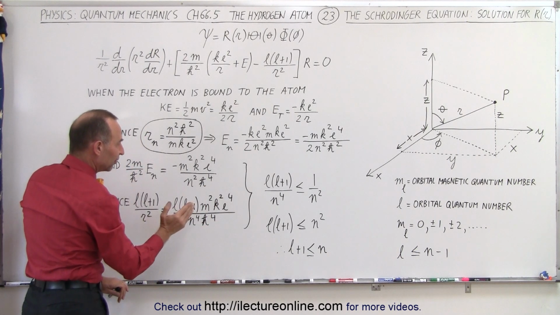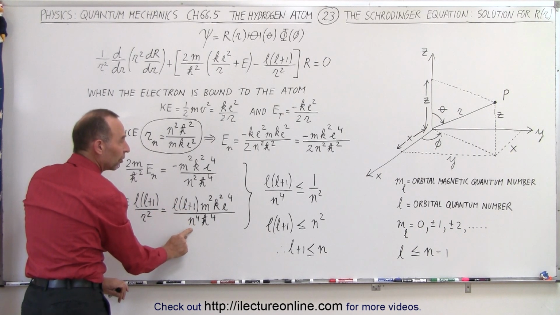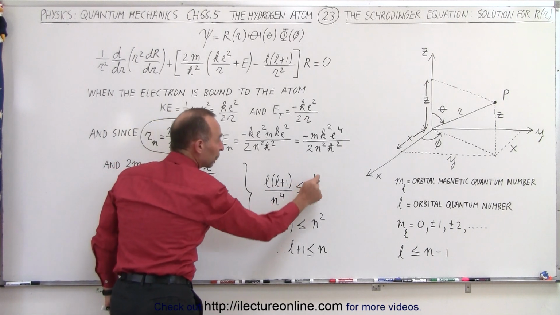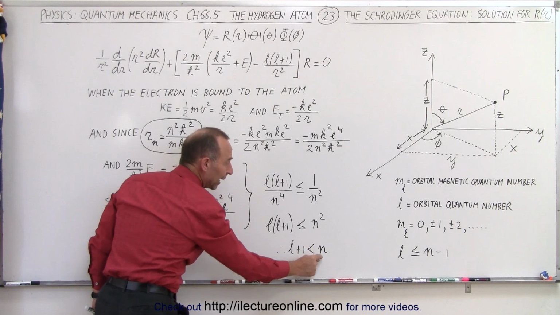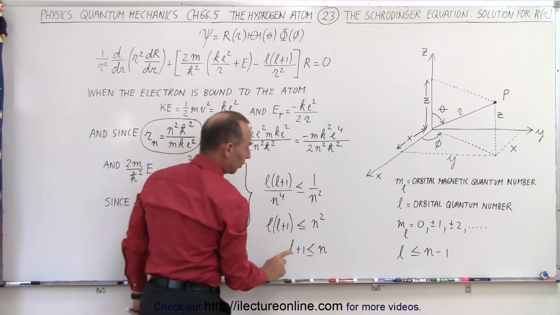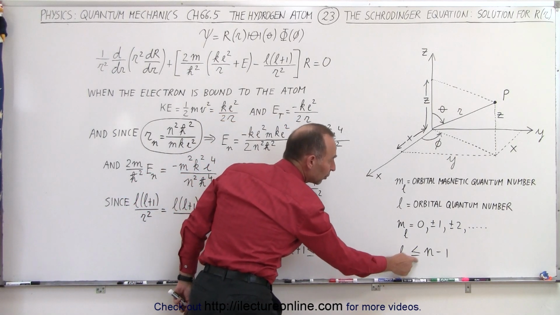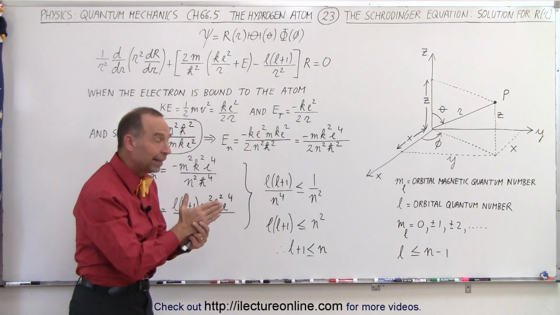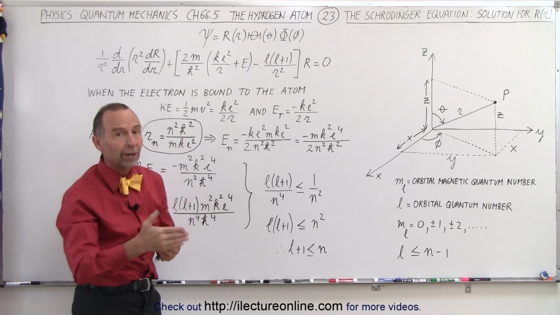The only thing that's different is the 1 over n squared and the L times L plus 1 over n to the fourth. So we have L times L plus 1 over n to the fourth must be less than or equal to 1 over n squared, and therefore L plus 1 must be less than or equal to n, n being the quantum number, L being the orbital quantum number, which means that L must always be less than or equal to n minus 1. So if the quantum number is 1, L must be 0. If the quantum number is 2, L can be 0 or 1, and so forth.